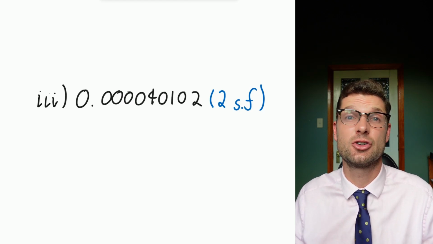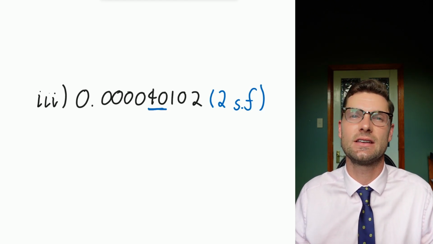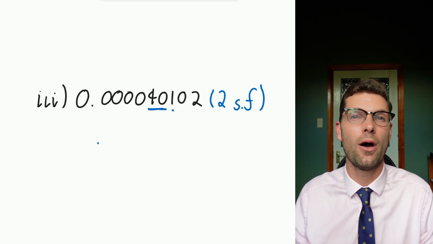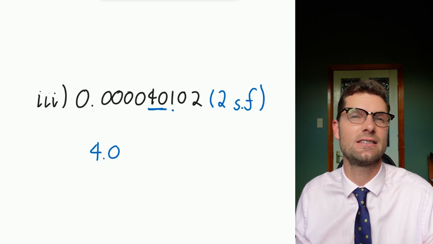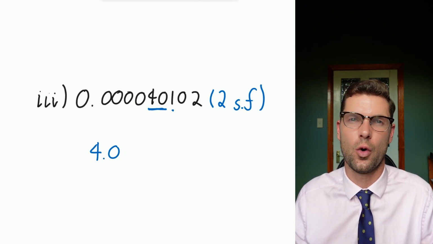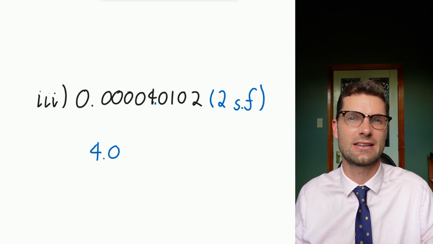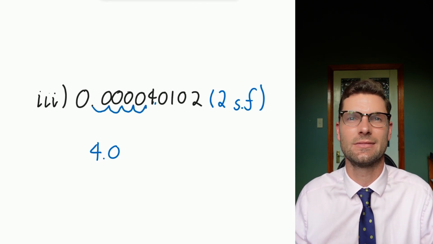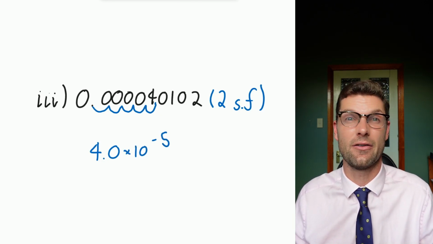Finally, for this one, we need 2 significant figures again. We go to our first non-zero. That is where the significant figures start. So we've got 4.0. And that 0.0 is totally fine. It's just saying this is the level of accuracy that the question wants. Again, 4.0 times 10. All we've got to do is count back and we'll get our answer. This one goes back 5 times, so it's 4.0 times 10 to the power of -5.